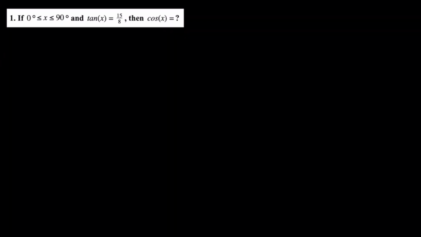Here's the first problem. If x is between 0 and 90 degrees and tangent of x is equal to 15 over 8, then we need to find out what cosine of x is equal to. Now, since we're told that x is between 0 and 90 degrees, that means that our angle measure has to be in quadrant 1, and all three trig functions are always positive in this location. Okay, so that's a good part to start with. Our angle measure of x degrees is going to be somewhere in this quadrant.